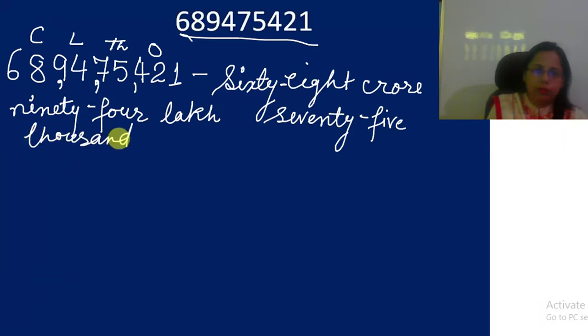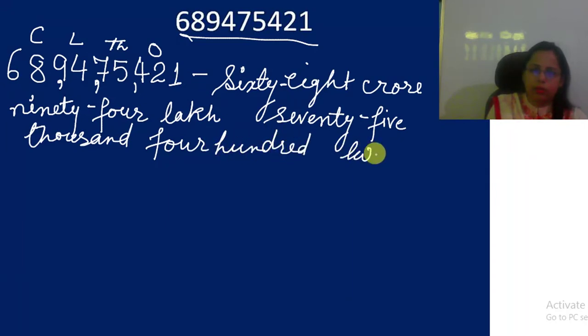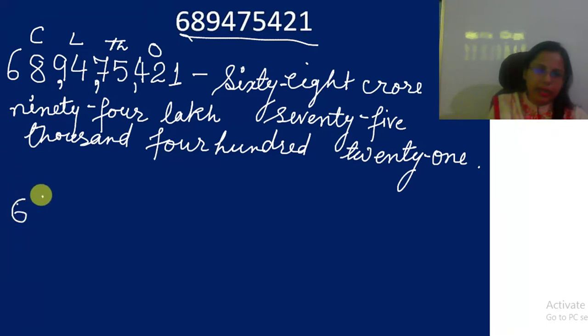75,000, and then 421, so write 400, then 20, and give a hyphen, then 1. So this is the way we can write the Indian number system. Now we will use the same number and name it according to the international number system.